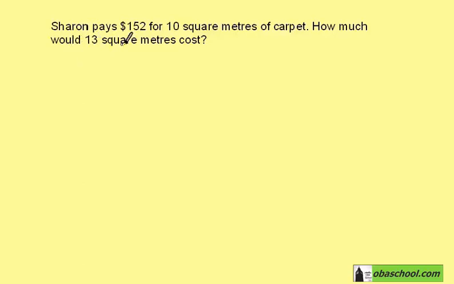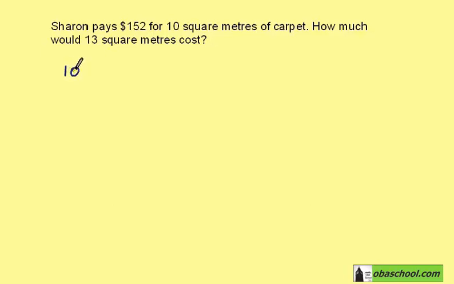Sharon pays $152 for 10 square meters of carpet. How much would 13 square meters cost? We're going to assume a direct proportion situation. That is, we're going to assume that each square meter of carpet costs exactly the same.